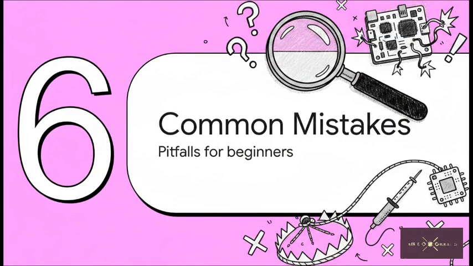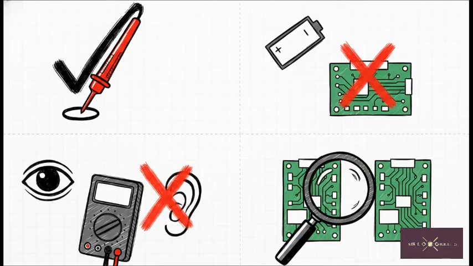Section 6. Common mistakes for beginners. Before you grab your tools and start probing every single board in sight, let's make sure you don't fall into the common traps that ruin diagnostics. Number 1, do not reverse your probes. Remember our golden rule, red probe goes to ground. Number 2, as we stressed earlier, do not ever measure with the battery still connected. Just don't do it. Number 3, and this is a massive one, never rely exclusively on your ears.